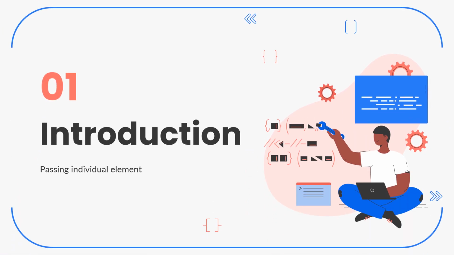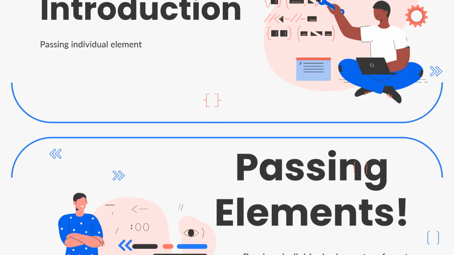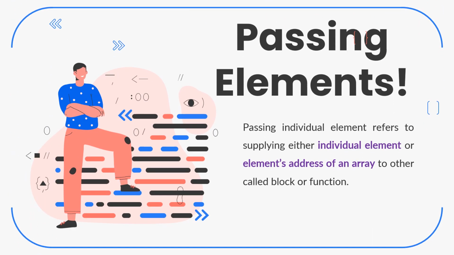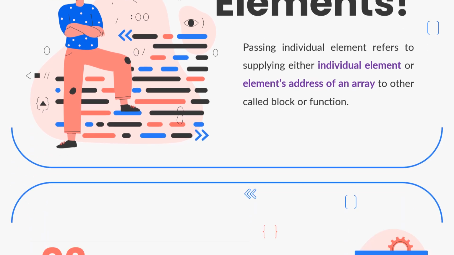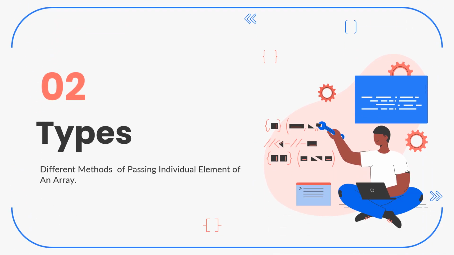In this lecture, we are going to learn the concept of passing an element of an array to a function. Let's look into the definition to gain a better understanding of the concept. Passing an individual element refers to the concept of transferring an element's value or its address to some function. Passing elements come in different forms. Let's understand the different types of passing individual elements of an array.